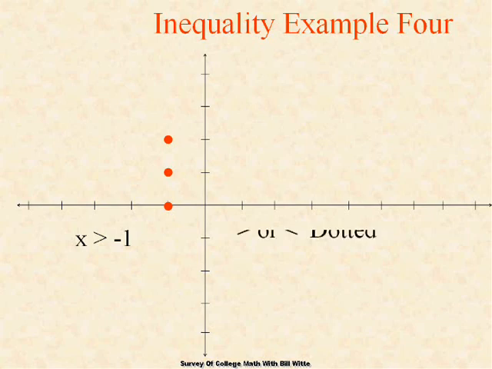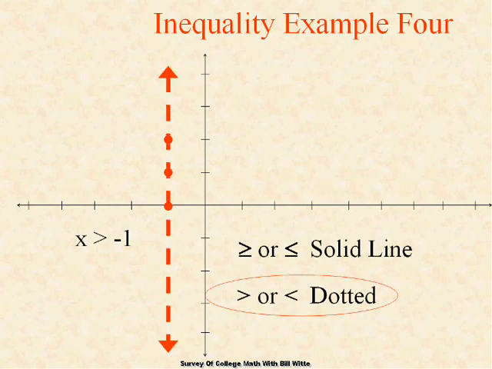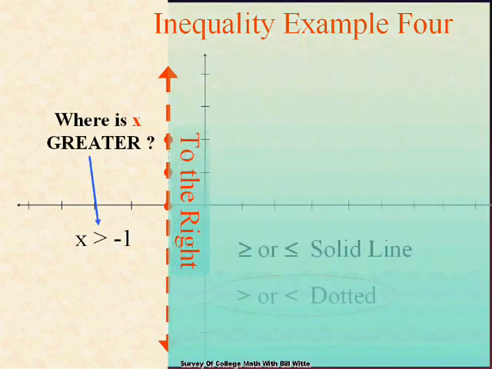Now all we have to decide first, is it solid or dotted? Now remember, this one's going to be dotted because it's not or equal to. Now this one you can't shade above or below, but remember we're not talking about y, we're talking about x. Where does x get greater, considering your only options are left and right? Well, x gets greater to the right, and that is your answer. Okay, and that's about as weird as it gets.